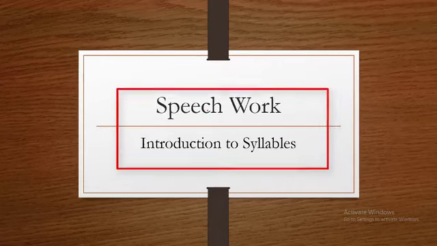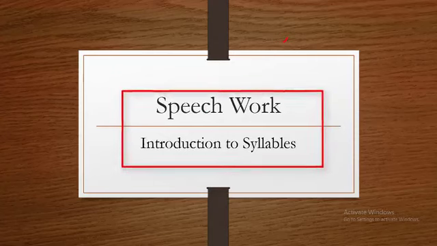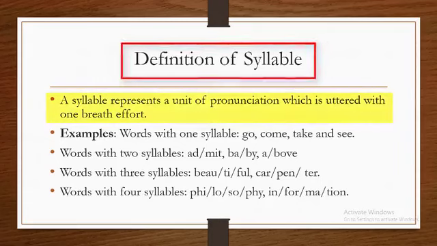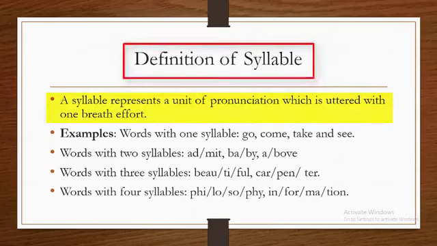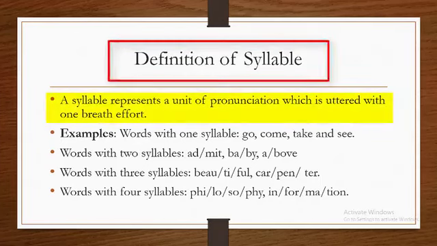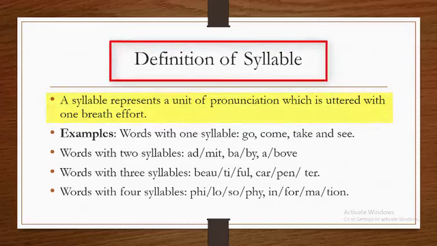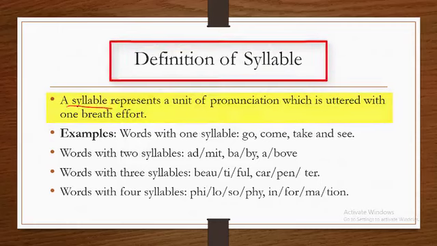And we know what a syllable is. The unit of pronunciation, which is uttered with one breath effort. That's what we refer to as a syllable. A syllable represents a unit of pronunciation which is uttered with one breath effort. So that's what a syllable simply is.